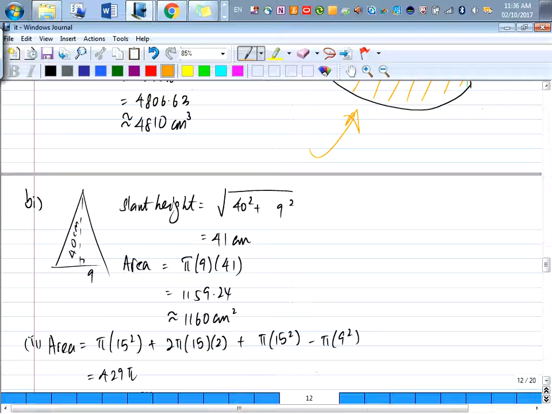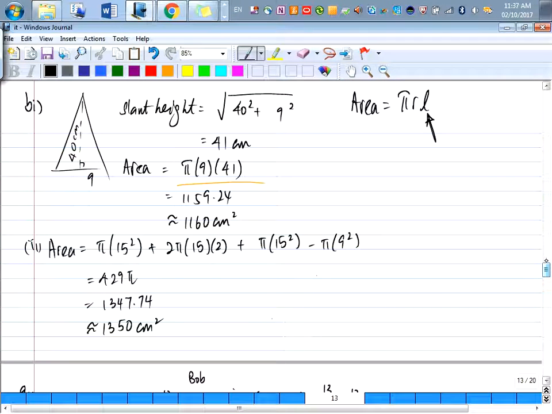We need to know the slant height. So we use Pythagoras theorem. We cut the cone into half. So we see a triangle. The height, perpendicular height, 40 centimeters. And our radius is 9 centimeters. For us to use the formula, we need the slant height. So area equals to pi r L, where L is our slant height. We get that from Pythagoras and add everything up.